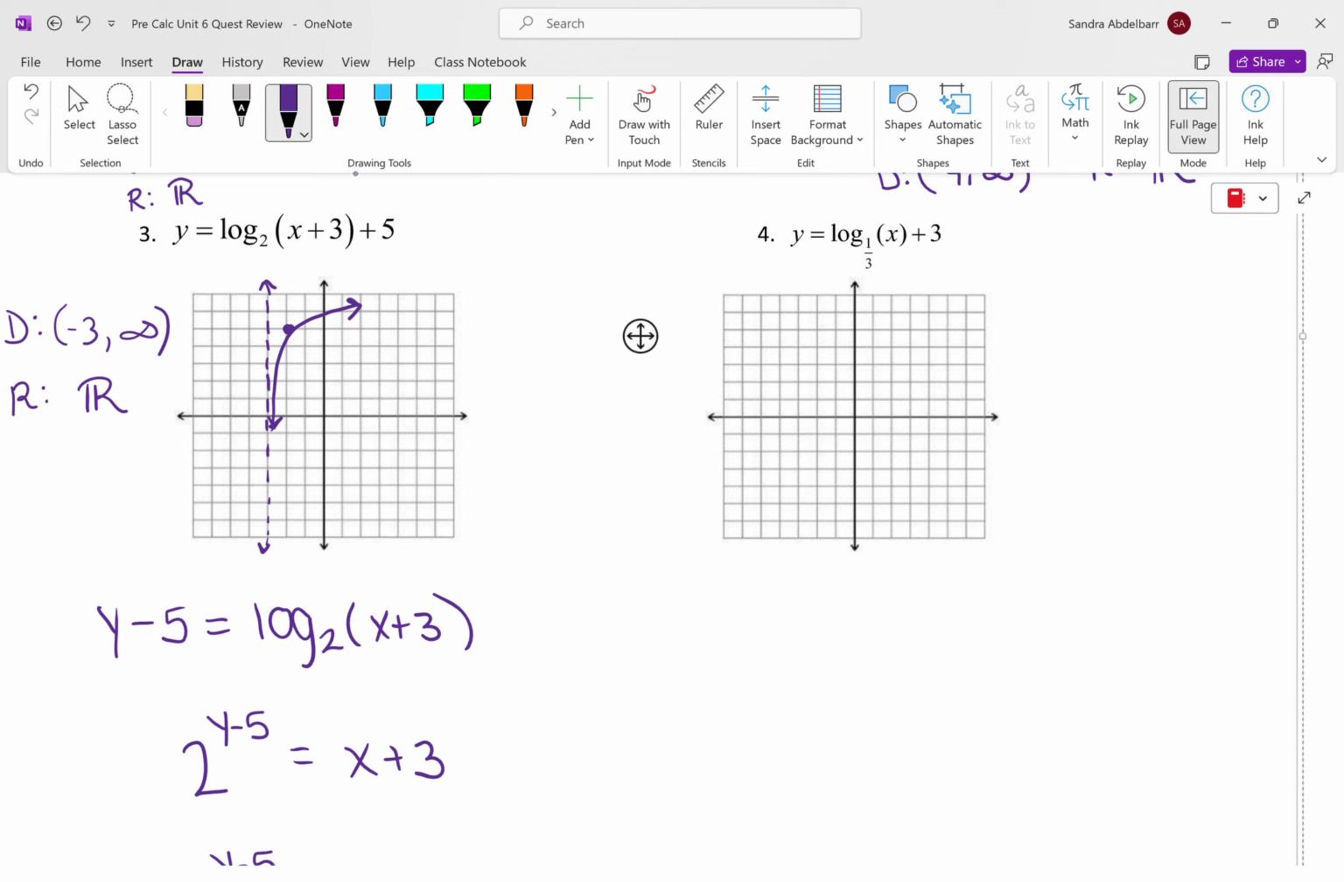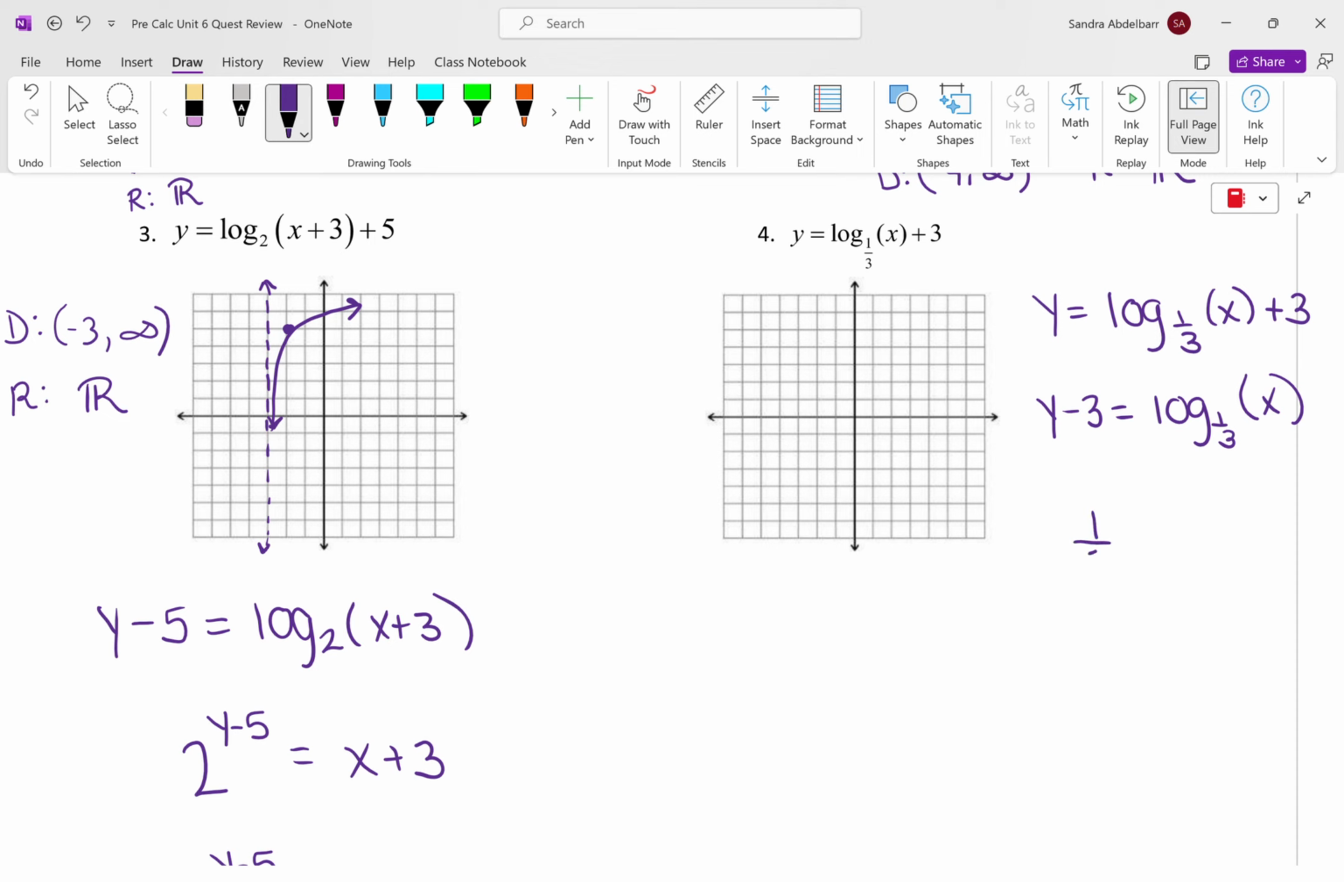All right, number 4, I'm going to take y equals log base 1/3 of x plus 3, and I'm going to move that plus 3 over. So y minus 3 equals log base 1/3 of x. Now we change it into exponential, so it's 1/3 raised to the y minus 3 is equal to x. There's nothing to move over, right? The x is already by itself, so we're good.